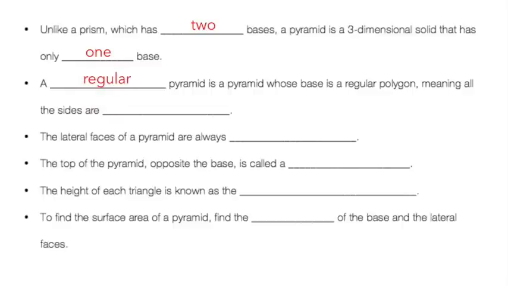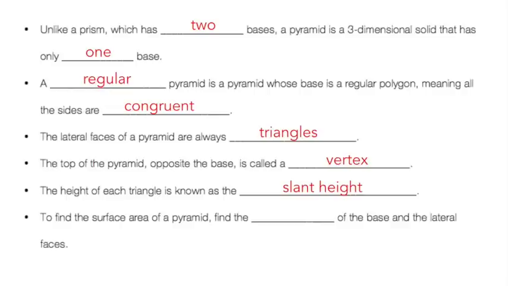A regular pyramid is a pyramid whose base is a regular polygon, meaning that all the sides are congruent. The lateral faces of a pyramid are always triangles, whereas in a prism, they were always rectangles. The top of a pyramid, opposite the base, is called the vertex. The height of each triangle is known as the slant height, and in a minute you'll see a diagram, and you'll see it's called that because it's kind of slanted on its side.